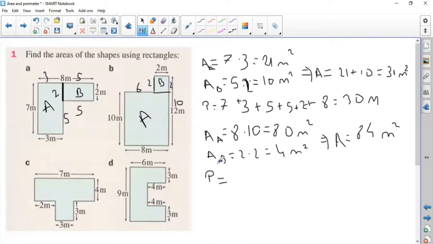So we have to add all the sides. I have 10 plus 8 plus 12 plus 2 plus 2 plus 6. So it is 10, 20, 40 meters. 40 meters. Thank you, Luna. Well done.